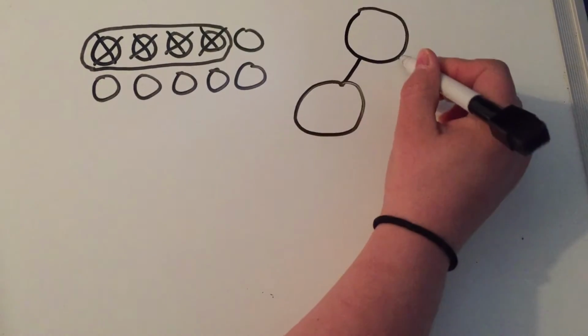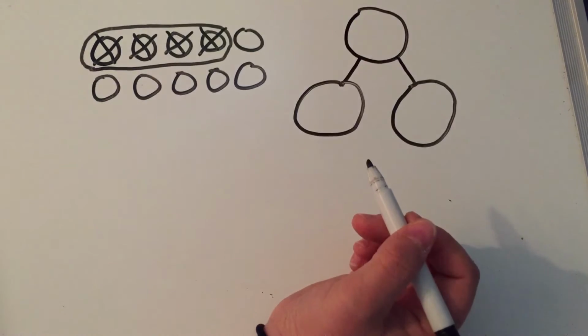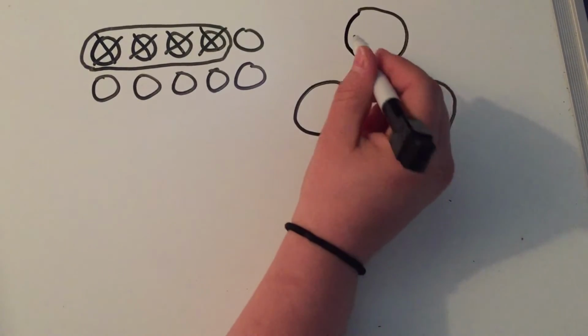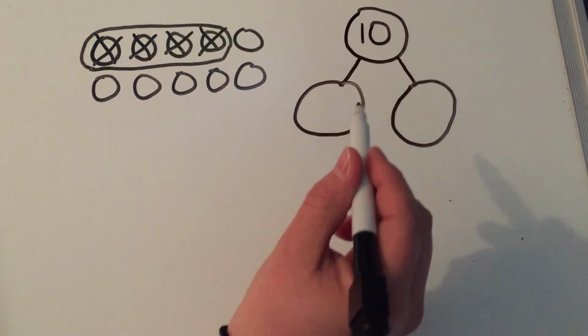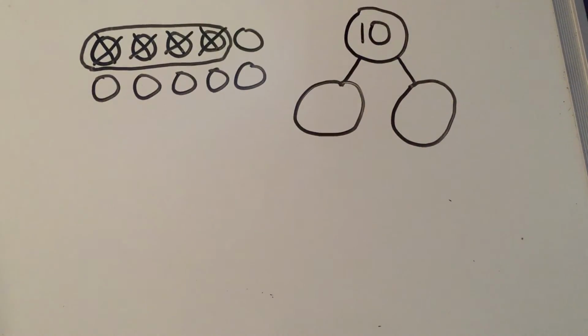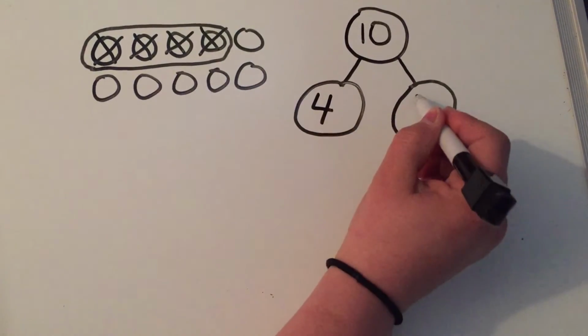Start thinking about what number we are going to start with. Right. We're going to start with 10 because we had 10 peaches. What would our parts be? Our parts are 4 and 6.